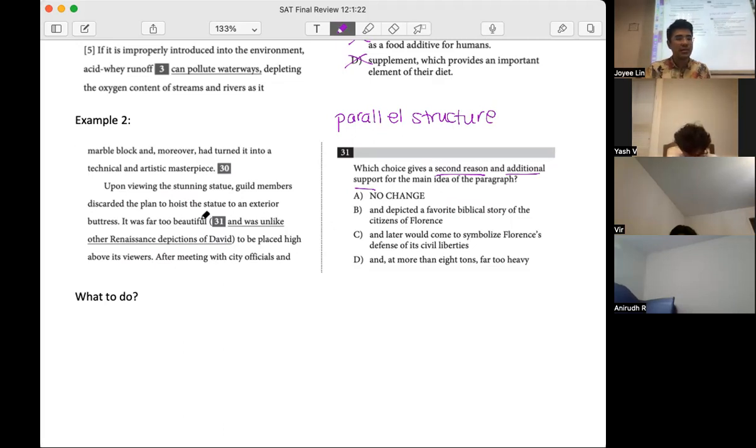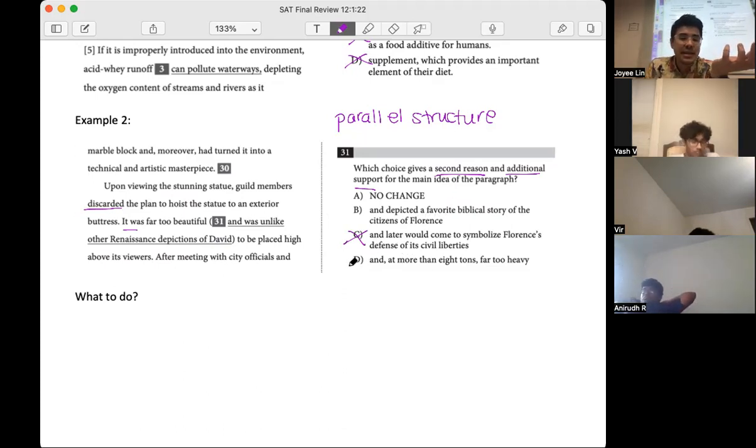But it's also like a tangent, right? Because it says they discarded the plan. It was far too beautiful. So they discarded the plan because it would later come to symbolize, like, are they like fortune tellers? They would want to hoist it up because it would symbolize and everybody looks up and like, oh my God, so beautiful. But anyways, it's off topic. It doesn't match the style. It doesn't match the tense, right? So a lot of people choose C for whatever reason, probably because it sounds pretty, right? C sounds very pretty. But then D is parallel in structure, and it also is a reason, right? Why are we not hoisting it? It's too heavy. I don't know why people don't want to choose D, maybe because it sounds bad, right? Because it does the interruption.